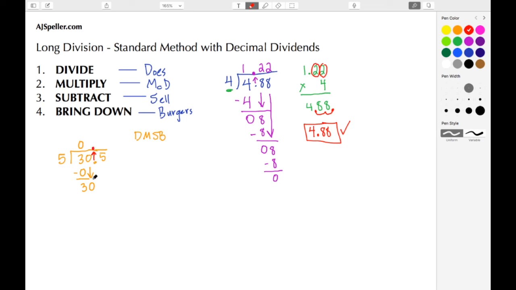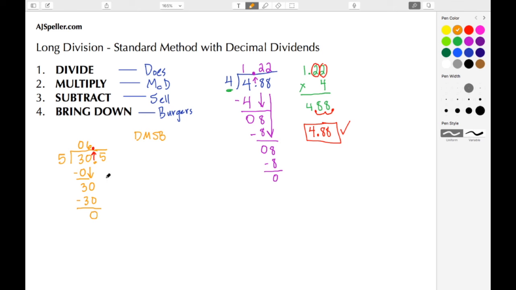All right, now we've just done the bring down, so we're moving back to divide. We want to know what 30 divided by 5 is, or another way of saying that, how many times does 5 go into 30? Well, it goes into 30 6 times. So we place our 6 here, and then we move to multiply. 6 times 5 to give us 30. Then we subtract 30 minus 30 to give us 0.